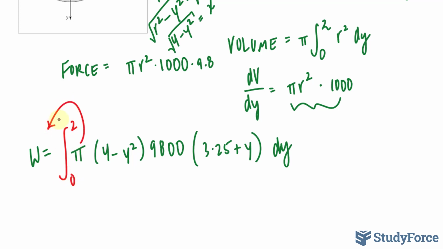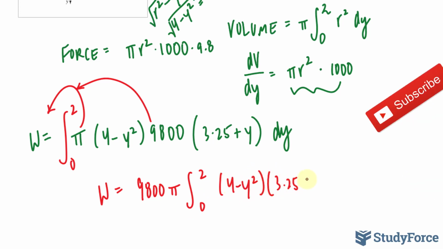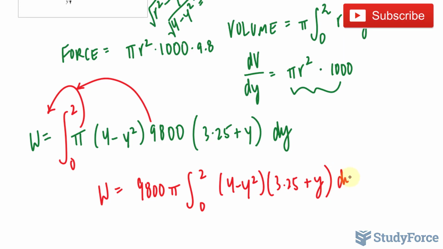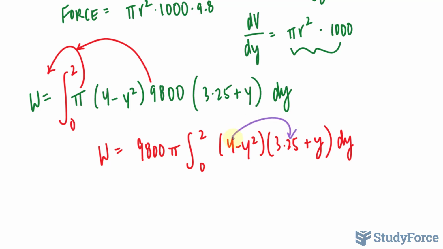I'll pull out all my constants outside, leaving me with work is equal to 9,800 times pi times the integral between 0 and 2, 4 minus y squared times 3.25 plus y. The next step is to expand the expression. And by expand, I mean take this number and multiply it to the two numbers in the adjacent bracket, and the same thing with this term.